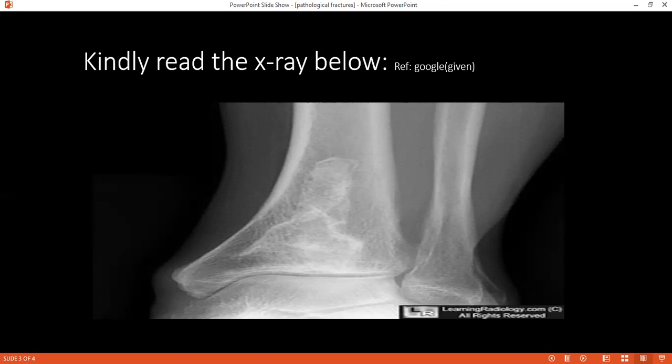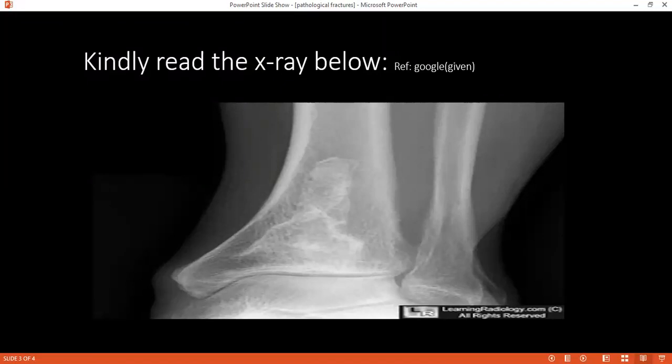Hyperdense. Yes. So what are the conditions that can present like this? It's sclerotic bone lesions, multiple myeloma, osteosarcoma could be, and osteoblastoma.